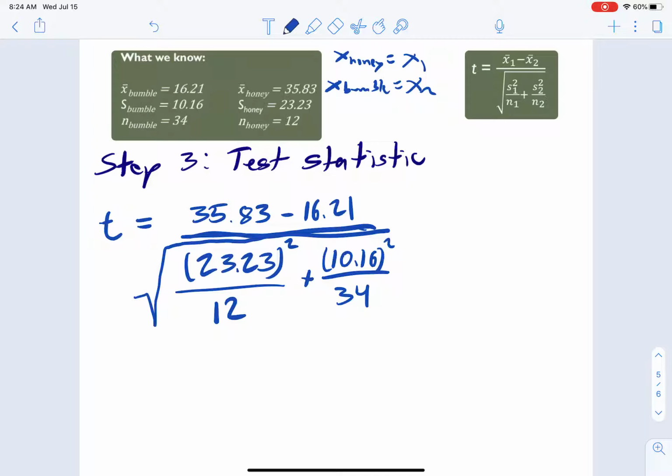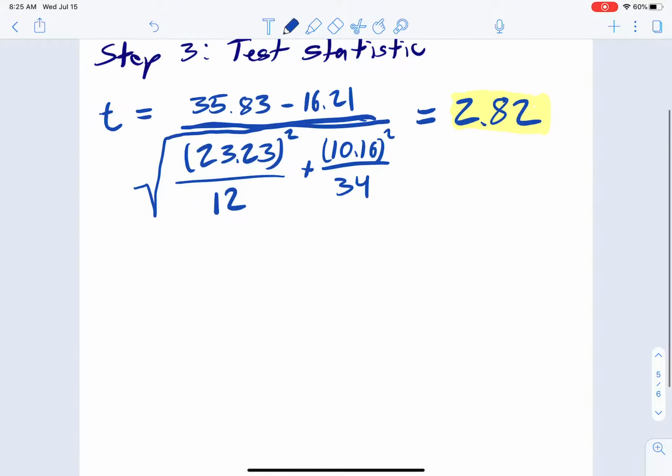Okay, so I've already got this worked up. Let me just, that's right, okay. Clicked a couple of buttons on my computer. Here we go. So once you run all that, you get a test statistic of 2.82. Let's highlight that so we don't lose track. Very cool. Okay, so that's step 3. Sweet. I've got room down here, so let's do step 4.